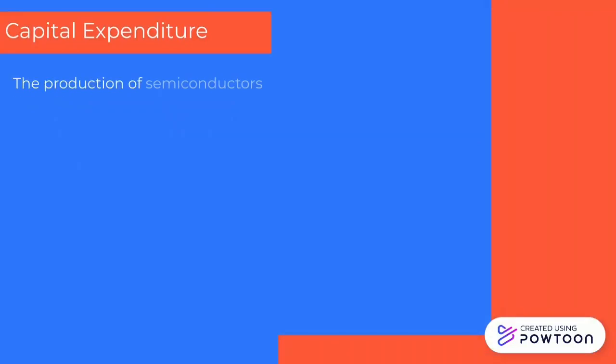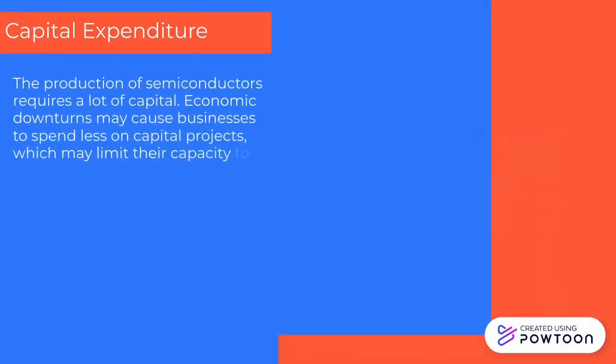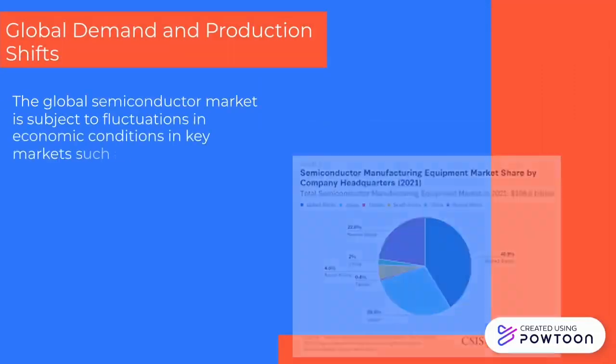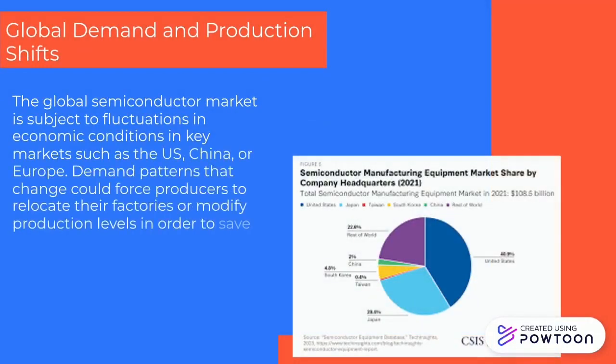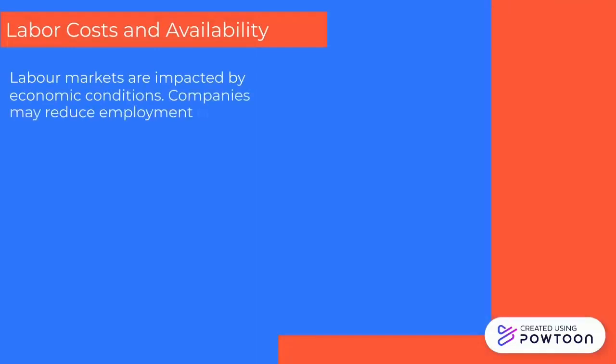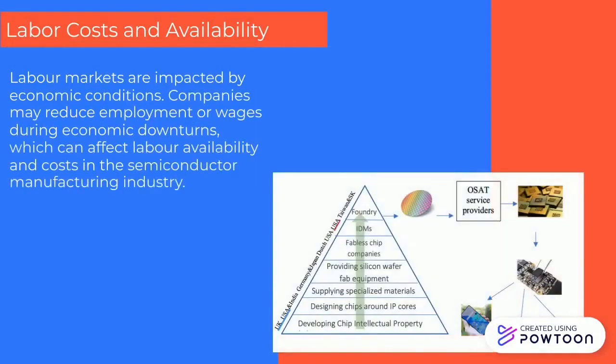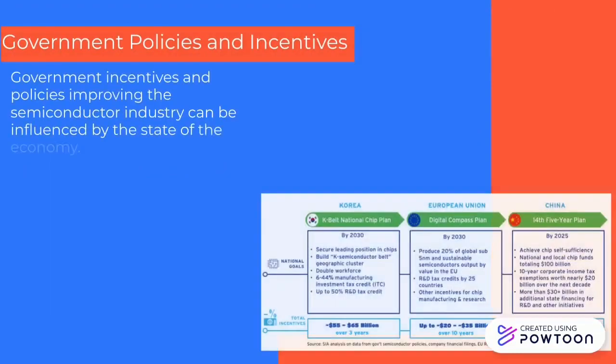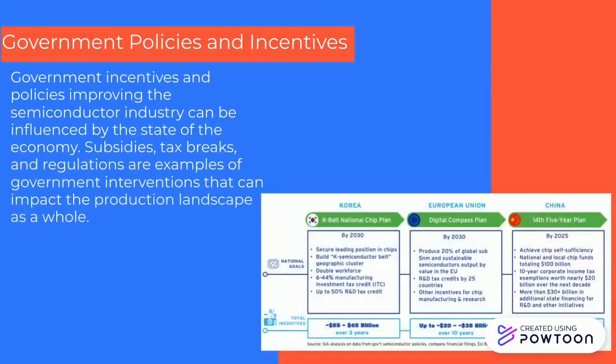Next is capital expenditure. Production of semiconductors requires a lot of capital. Economic downturns may cause businesses to spend less on capital projects. Global demand and production shift. The global semiconductor market is subject to fluctuations in economic conditions in key markets such as the US, China, or Europe. Next is labor cost and availability. Impacted by economic conditions, companies may reduce employment or wages during economic downturns. Lastly is government policy and incentive. Government policy and incentives for improving the semiconductor industry can be influenced by the state of the economy.